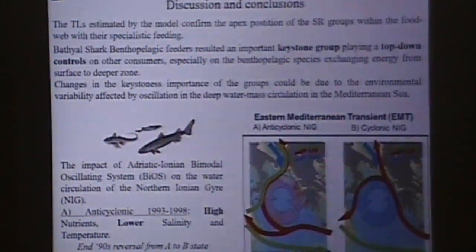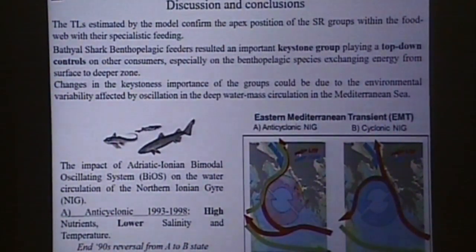Coming very rapidly to the discussion, we confirmed with our analysis that the trophic level estimated by the model confirmed the role of apex predators for sharks and rays groups within the trophic web. The bathyal sharks benthopelagic feeders result in an important keystone group, playing a top-down control on other consumers, especially on the benthopelagic species, which is important for exchanging energy from the surface to the deeper zone.